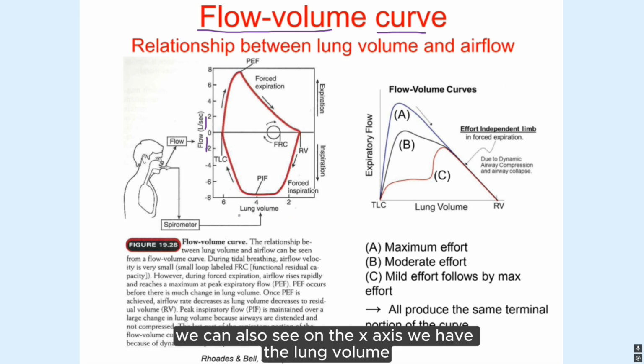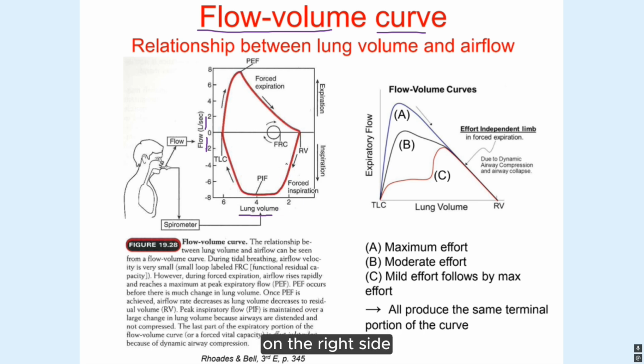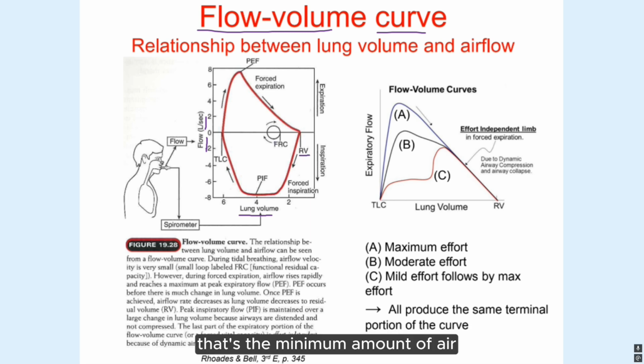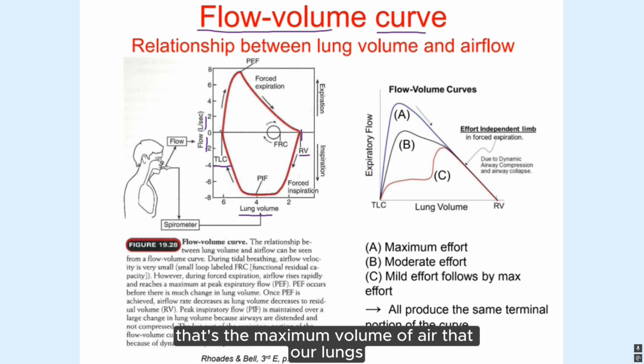We can also see on the x-axis, we have the lung volume, which is the amount of air that we're breathing in or out. On the right side, we can see we have the RV or the residual volume. That's the minimum amount of air that we have in our lungs. It's over here. And on the left side, we have the TLC or the total lung capacity. That's the maximum volume of air that our lungs can hold.